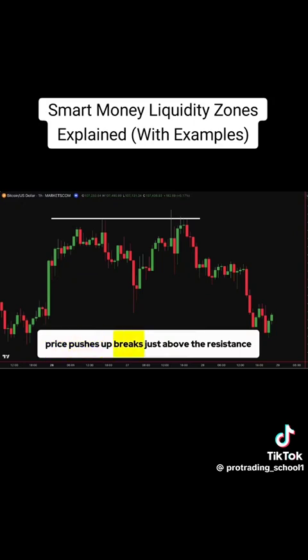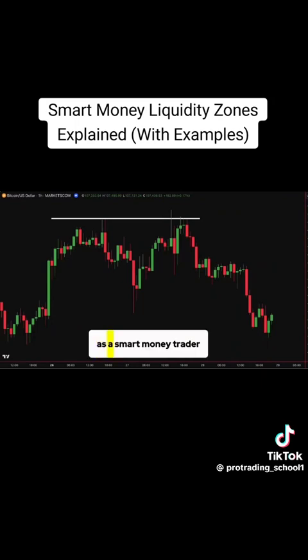Price pushes up, breaks just above the resistance, sweeps the buy-side liquidity, and then drops sharply. That's a textbook liquidity trap. Smart money triggers the stop losses and breakout buys, fills their sell orders, and reverses the market. As a smart money trader, your goal isn't to predict the breakout, it's to wait for the trap. Once you see price sweep above the level and then close back below it, that's your entry signal.